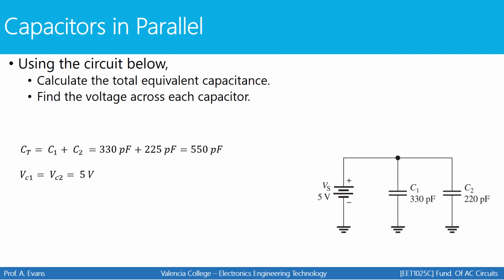And just as a reminder, the same way that we would consider the voltage drop across parallel resistors to be equal to each other and equal to the source as long as they are in parallel with the source, the same is true for capacitors. These two capacitors are in parallel with each other and they're in parallel with the source. Therefore, the voltage drop across them must be 5 volts.